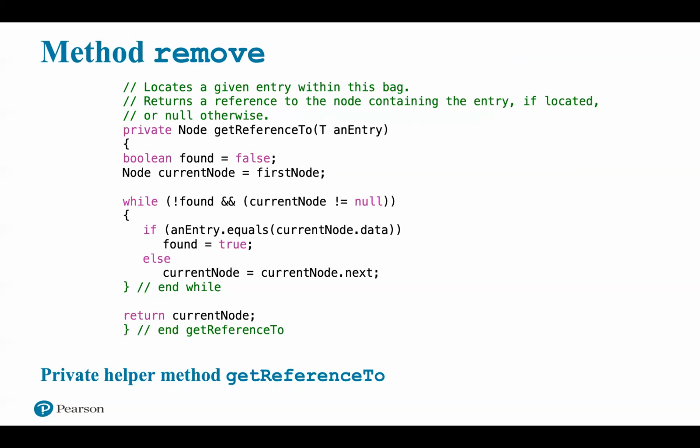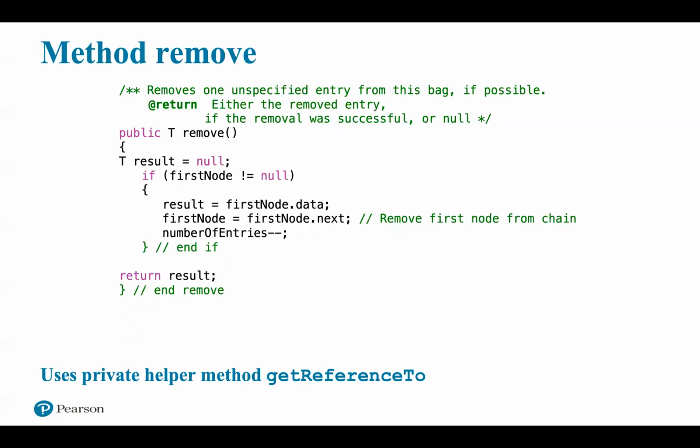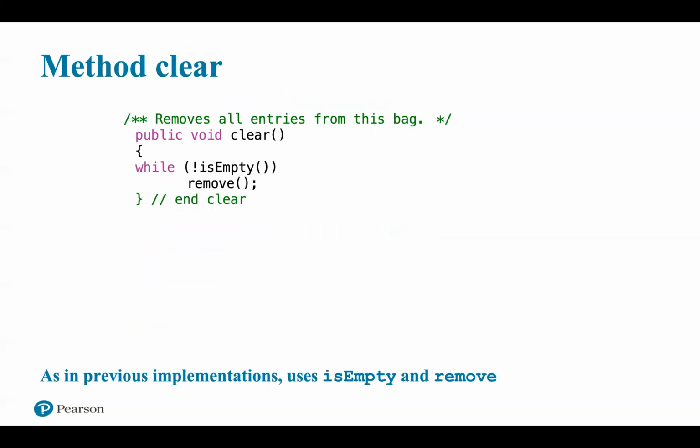On this previous chart, the way that it does the remove is by using the method getReferenceTo for starters. We talked about this and the method clear. If the bag is empty before the method executes, null is returned. Removing an entry from a bag involves removing it from a chain of linked nodes. Since the first node is easy to remove from the chain, we can define remove so that it removes the entry in the first node. And to do so, we take the following steps.